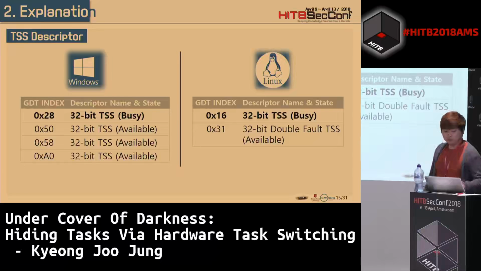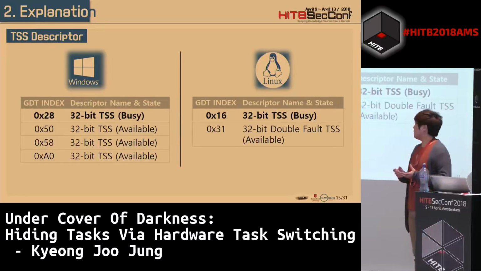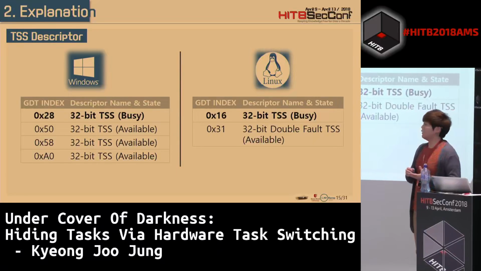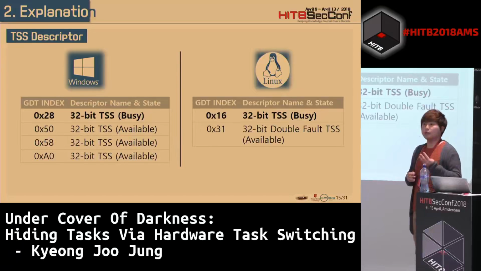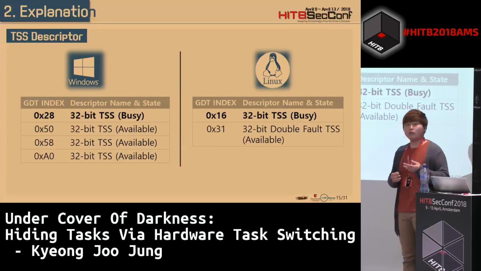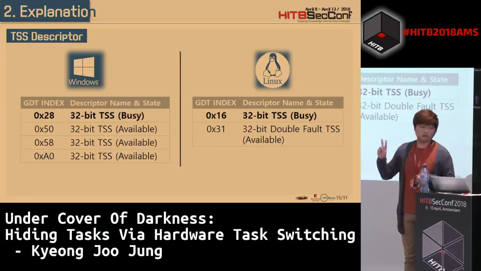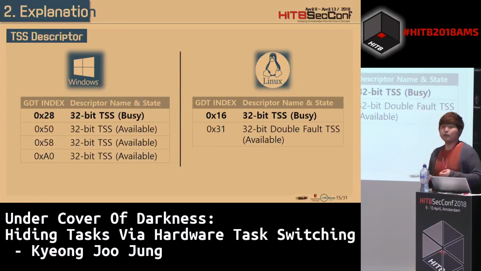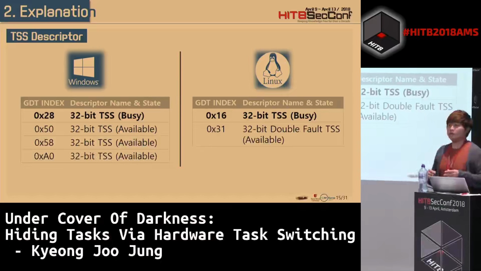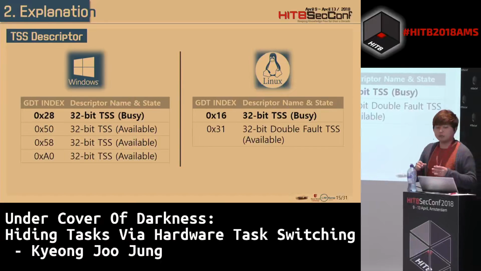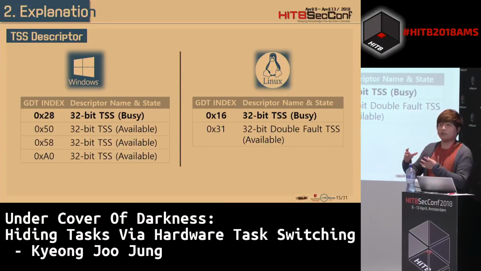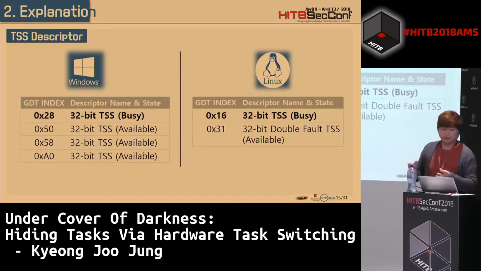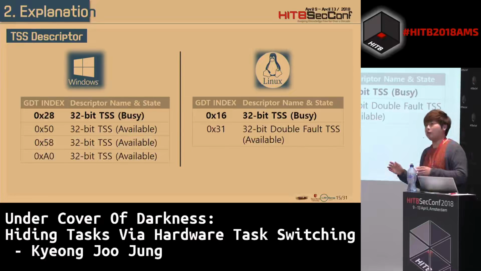The previous figures were just for explanation. In the real world, in Windows, there are a total of 4 TSSs. In Linux, there are 2 TSSs. If a TSS is stated as busy, it means that particular TSS is being used. And the rest of them will be stated as available.